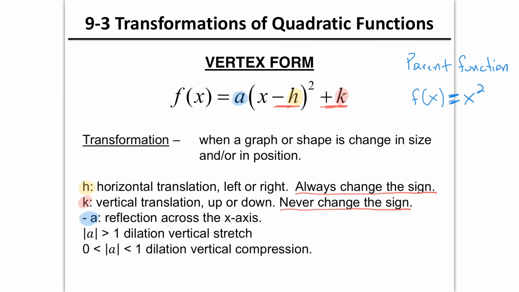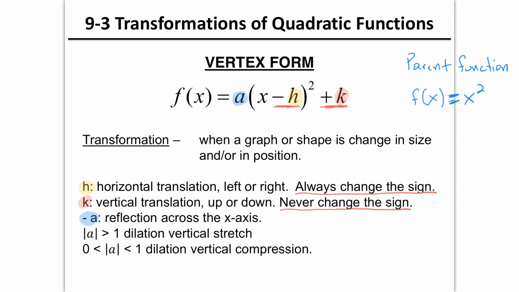But when we talk about the vocabulary in transformation, we say if a is negative, that is called a reflection across the x-axis. In other words, it goes down. The fancy way to say it, the mathematical term, is reflection across the x-axis. You can say the parabola is going to open down, but if you want to sound fancy, just say, oh yeah, this is going to be a reflection across the x-axis. That's when the a is negative. If a is positive, there is no reflection across the x-axis. The parabola is not going down, it is going to go up.